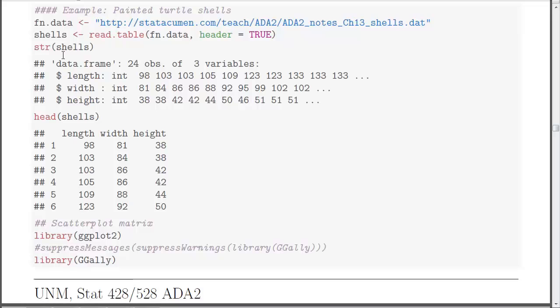So we'll read the data set in, we'll look at the structure, and we've got length, width, and height. These are integers in millimeters. Oh yes, that's right. So 100 millimeters is basically 10 centimeters tall, just a few inches.